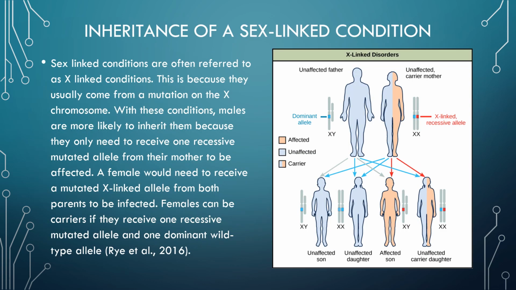The inheritance of a sex-linked condition. Sex-linked conditions are often referred to as X-linked conditions. This is because they usually come from a mutation on the X chromosome. With these conditions, males are more likely to inherit them because they only need to receive one recessive mutated allele from their mother to be affected. A female would need to receive a mutated X-linked allele from both parents to be affected. Females can be carriers if they receive one recessive mutated allele and one dominant wild-type allele.